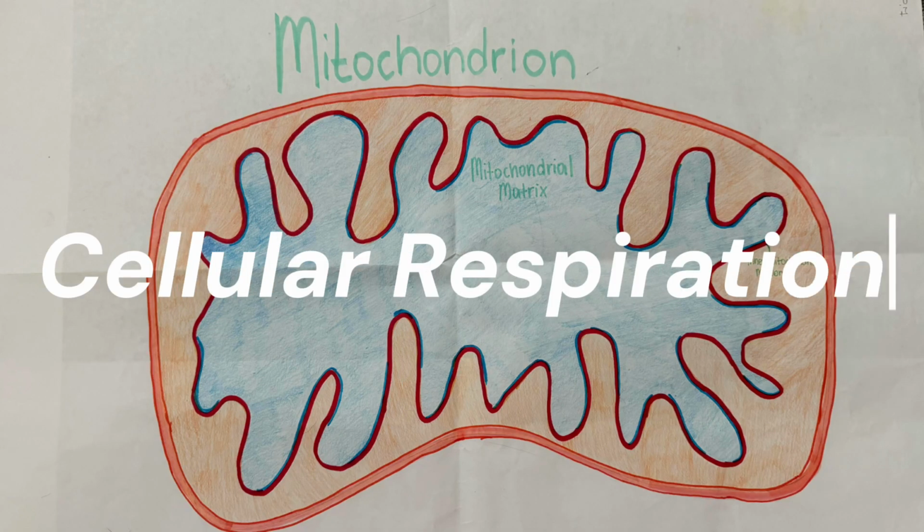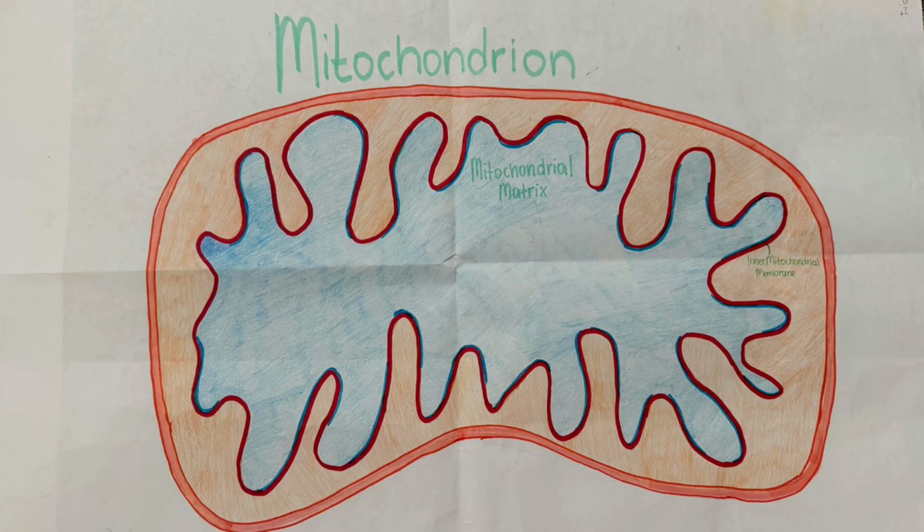This video models out the different processes of cellular respiration, which begin with glycolysis, move into the Krebs cycle, then we show ATP synthesis and chemiosmosis in the electron transport chain, and last but not least, lactic acid fermentation.